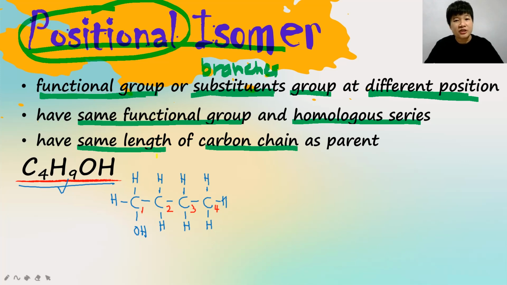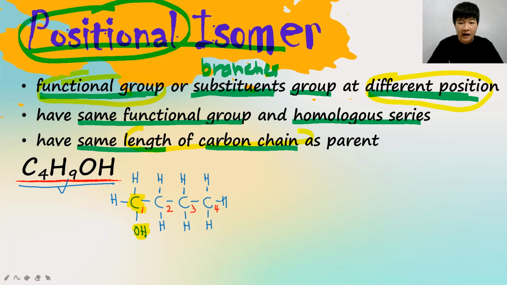So for positional isomer, we will actually focus on the position of this OH. This OH right now is located on the first carbon. So to make it a positional isomer, your functional group needs to be at a different position. But the length of the carbon chain should remain the same. In other words, to have a pair of positional isomers, the longest carbon chain remains the same, 4 carbon. What is changing, guys? The OH. The OH moving from the first carbon to the second carbon.